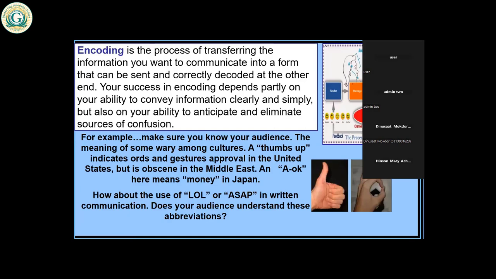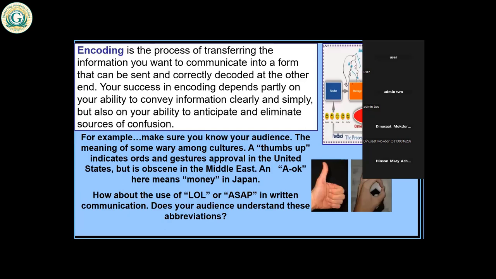So your success in encoding depends partly on your ability to convey information clearly and simply, but also on your ability to anticipate and eliminate the sources of confusion. So when you are communicating with people, as you can see, encoding and decoding. So encoding means what? For example, make sure you know your audience.